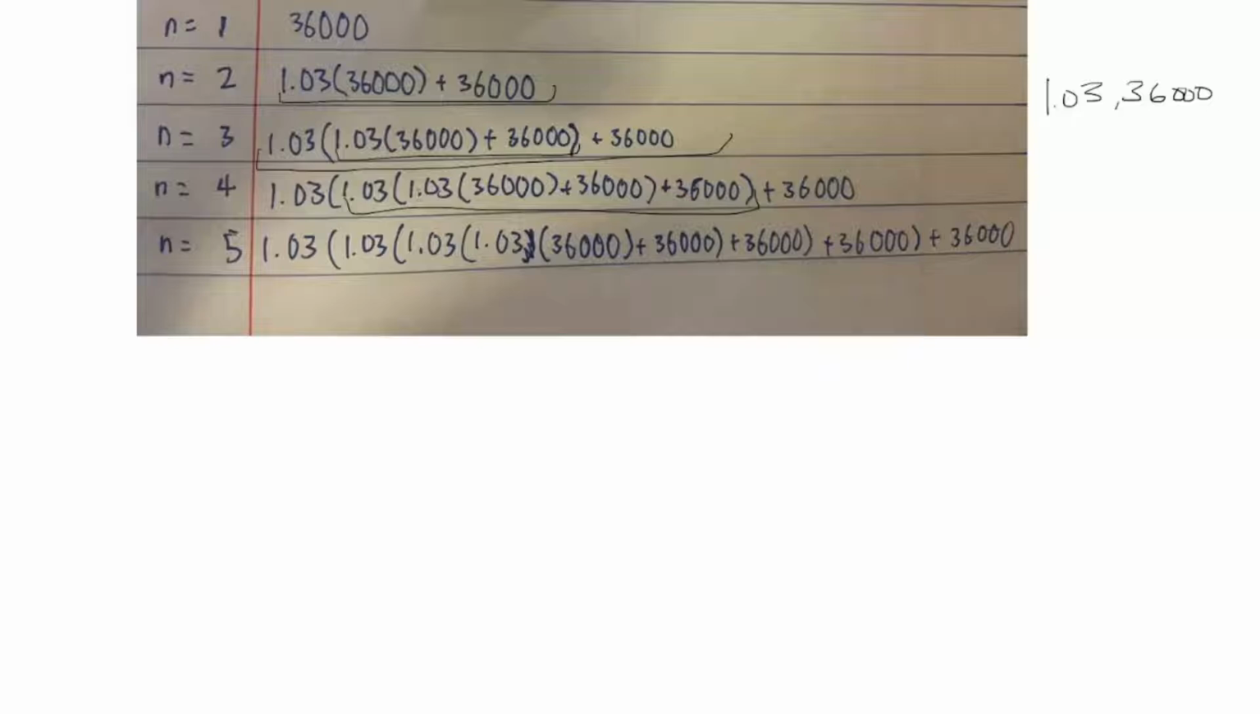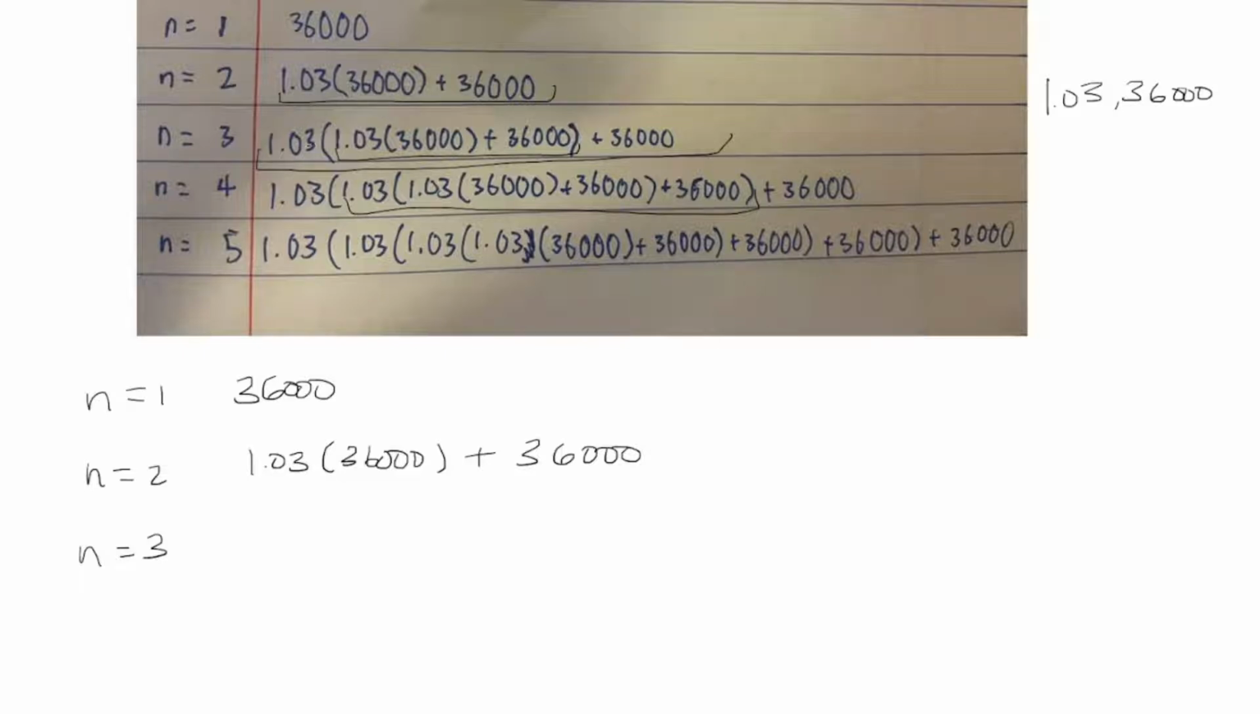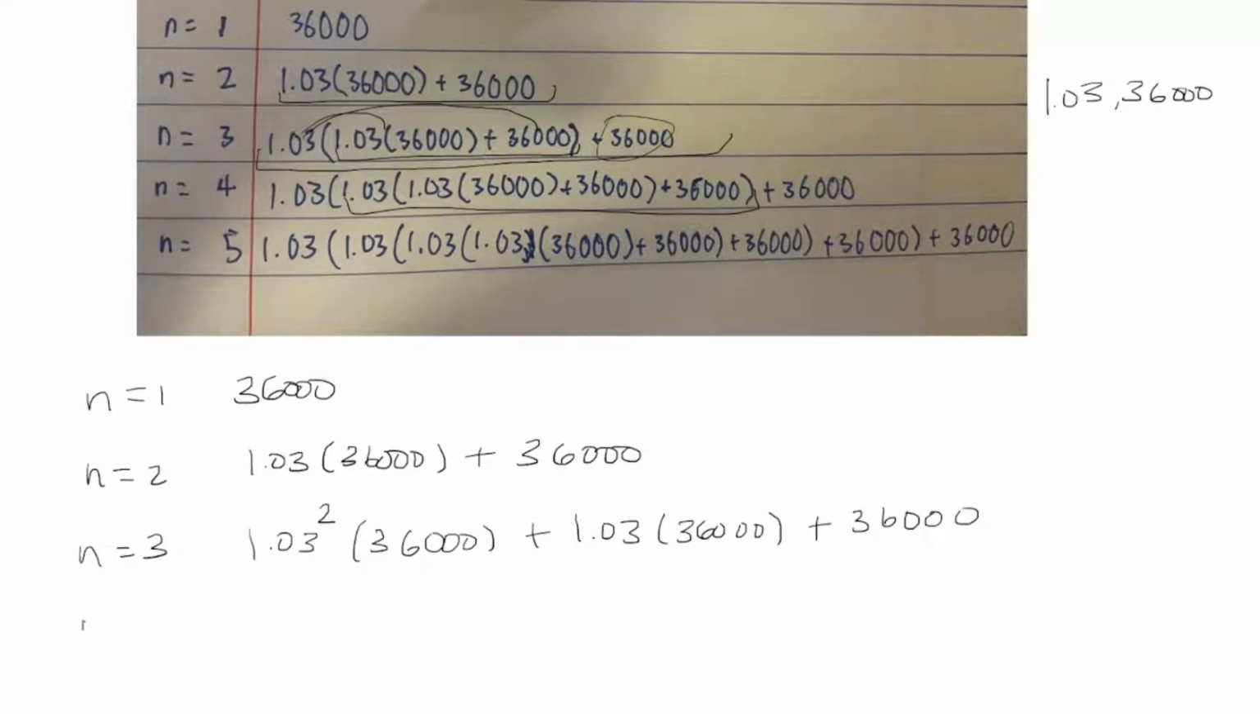So if I were to rewrite this, we have n equals 1 is 36,000. N equals 2 is 1.03 times 36,000 plus 36,000. N equals 3, we're going to distribute the 1.03 to both, 1.03 times 36,000 to get 1.03 squared times 36,000 plus 1.03 times 36,000. And then finally we have the 36,000 outside, and that's not being multiplied by anything. Next, for n equals 4, we have 1.03 multiplying this entire inside.